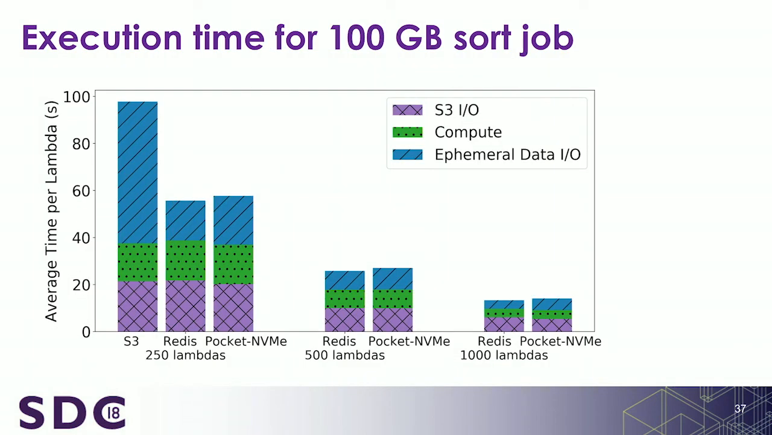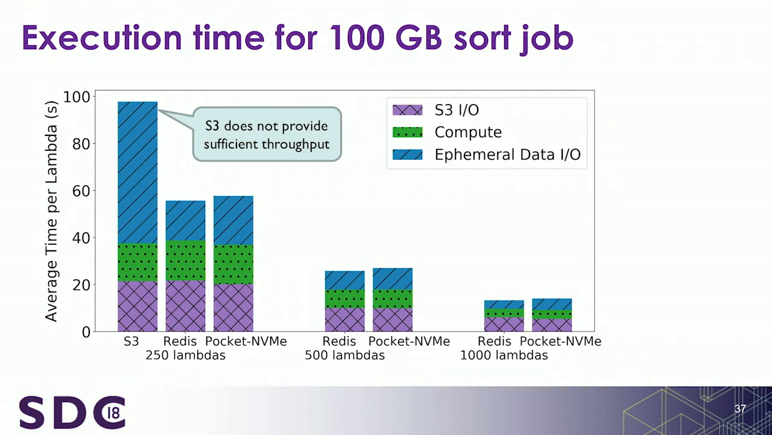Now, how does Pocket affect overall execution time compared to using a system like S3 or Redis? We run a 100 gigabyte sort job, and we're always storing the original input data and the final output data in S3 for this test, because that's longer term data. But data that gets shuffled is what is shown, the time is shown per lambda in the blue bars. This is the ephemeral data I/O. And for the ephemeral data storage system, we use either S3, Redis, or Pocket. The 3 sets of bars here are running this job with 250, 500, and 1,000 concurrent workers.